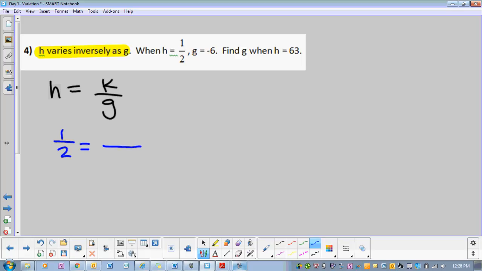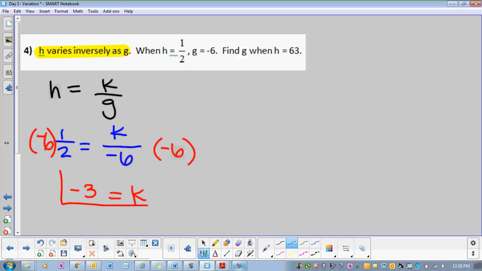1/2 equals, yeah? K equals -6. Okay, so how do we find K? Multiply by -6. Yeah, multiply by -6. So then K equals? -3. Good. So we're going to use that new K and we're going to rewrite our equation.